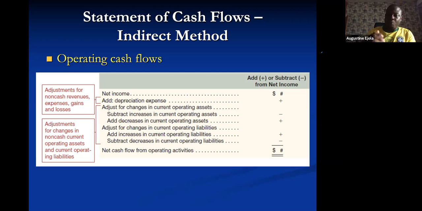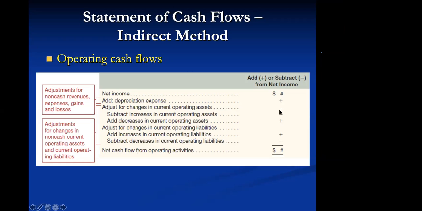So if your operating asset goes up, the implication is that your cash has come down. So it's a negative. That is why we have this negative. And if your operating asset comes down, that means your cash has gone up. It is a plus. So when you do the summation, it is by the same amount.